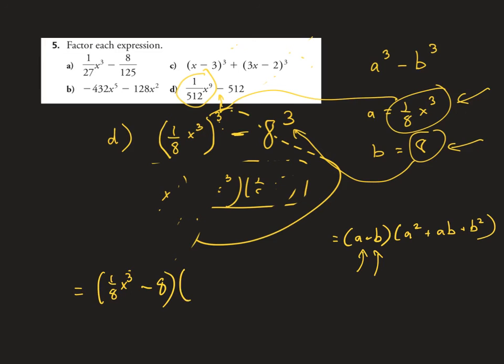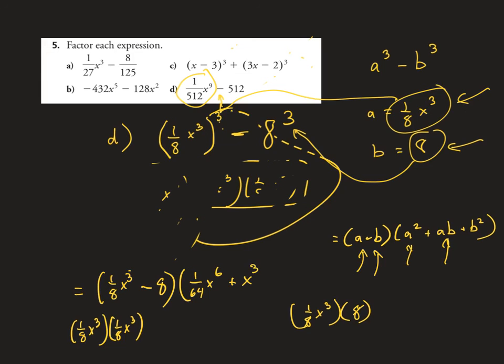The next factor, a squared. Well, what's 1/8 x cubed times 1/8 x cubed? We have to square it. Squaring it just means multiplying by itself. So you're going to get 1 over 64x to the 6 plus a times b. Well, what's a times b? Well, a is 1/8 x cubed, and b is 8. Well, that's nice. This 8 cancels with that 8, and you just get x cubed. So it's plus x cubed.